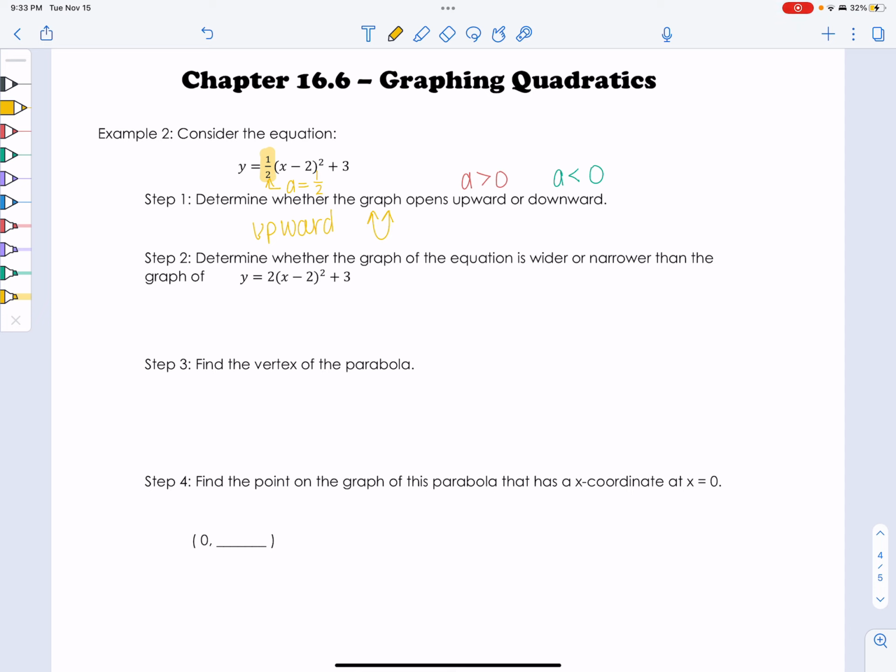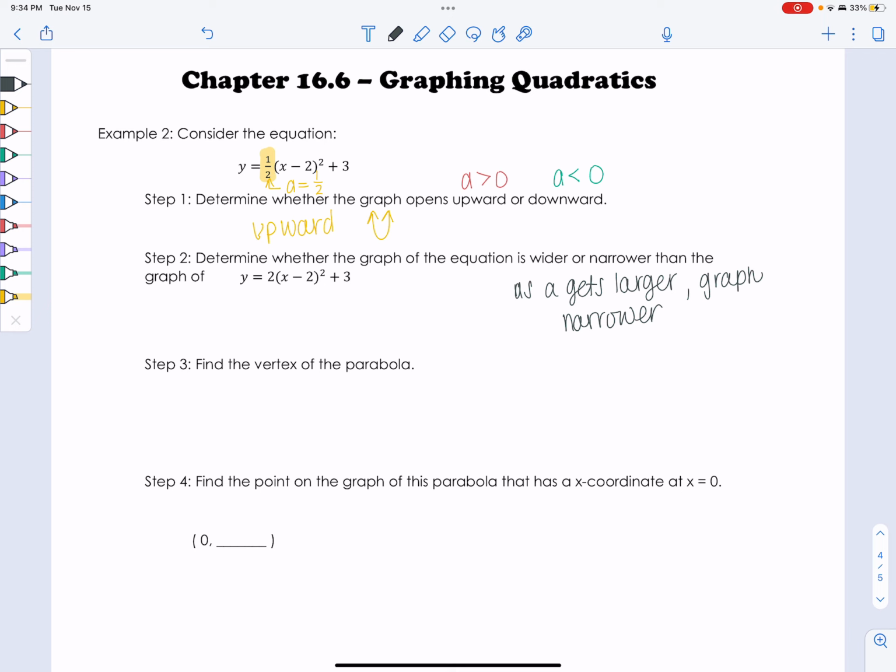Step 2 says determine whether the graph of the equation is wider or narrower than the graph of y equals 2 times (x minus 2) squared plus 3. Now, I said back in the beginning, in the very first video, that as A gets larger, the graph is going to get narrower. And so 2 is larger than 1/2.